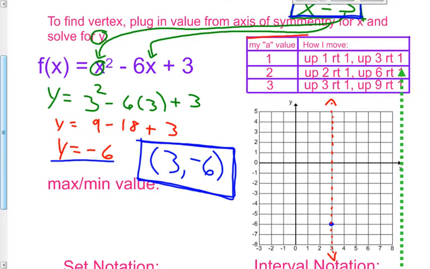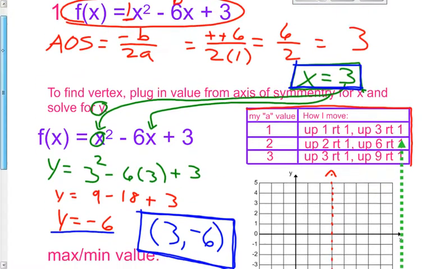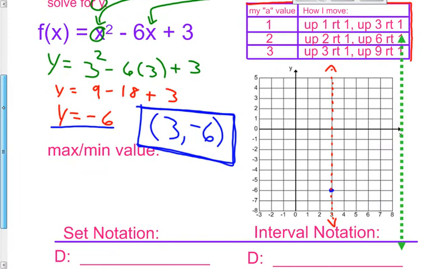And the way I feel most comfortable, you guys can put this in your calculator if you wanted to. You can put this right into your calculator, and then you could look at the table, you could plot points, or you can use the patterns, which is what we're going to use here. That's the way I feel is basically the quickest. It's the most efficient. My a value is the number in front of x squared, which is a positive 1.